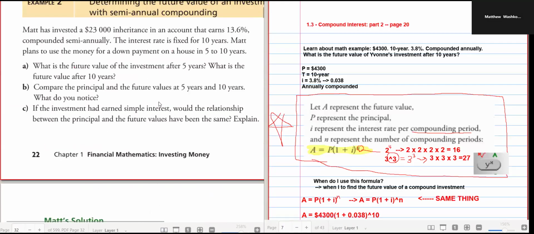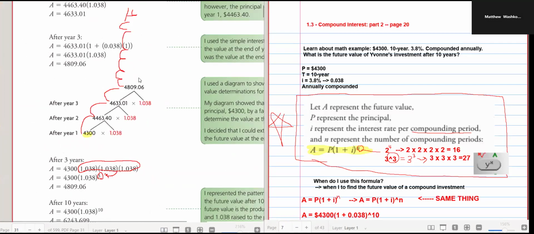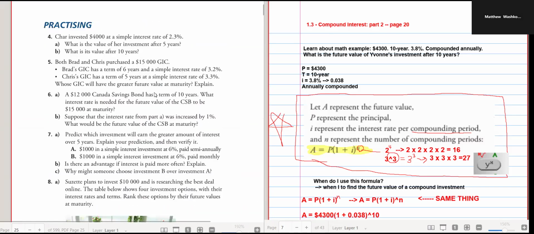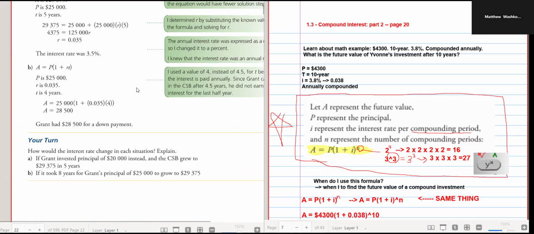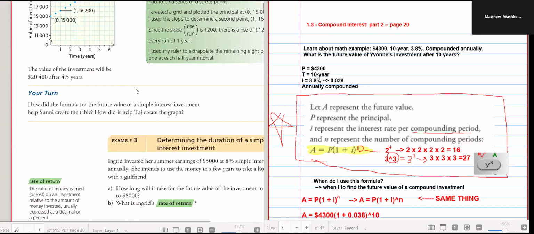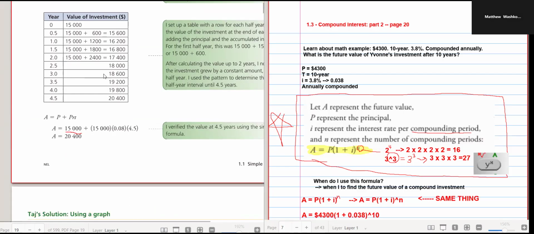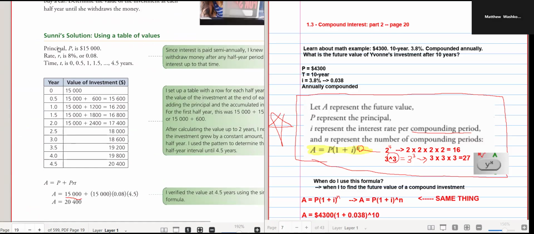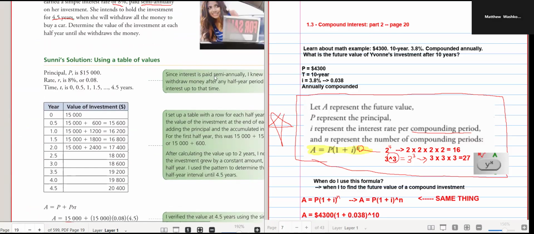So it is at this point I want to refer you back to a previously done example in the textbook. You don't have to go back to it in your book if you don't want. I'll find it here for us. Here we go. This is on page 9. In Sunny's example, her stuff was compounded semi-annually, just as we are. Now this was simple interest, but the same principle still applies. It was calculated every 6 months instead of every year. We just calculated it every year.